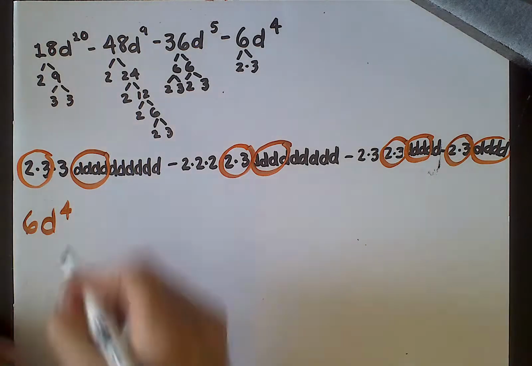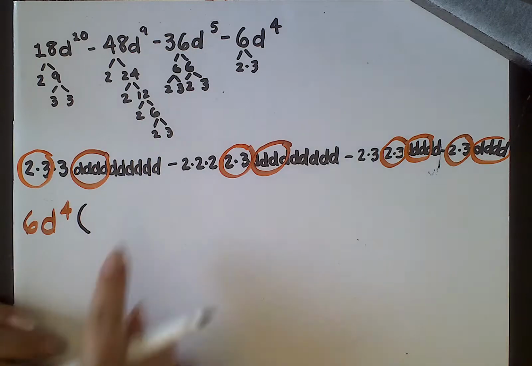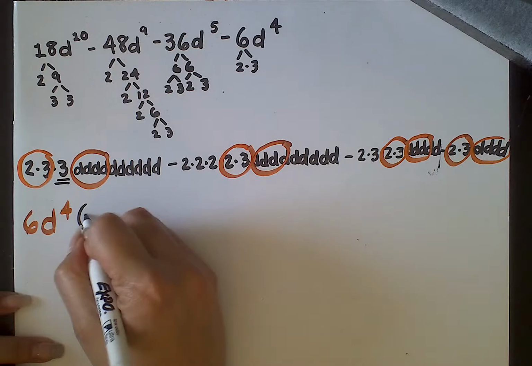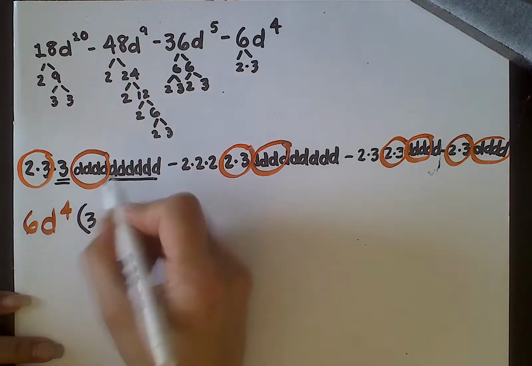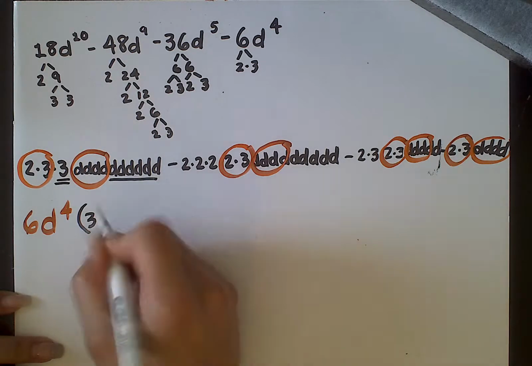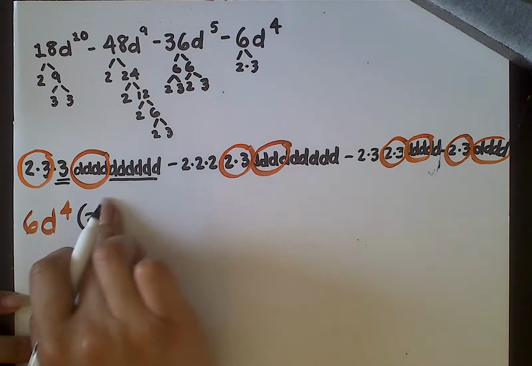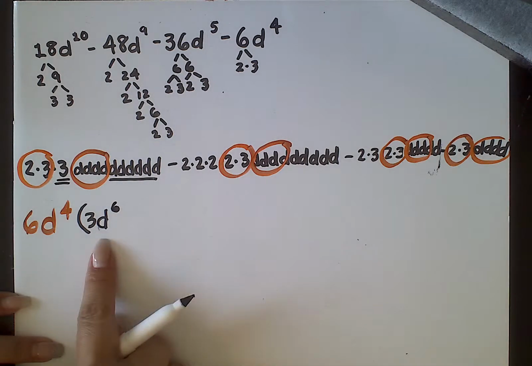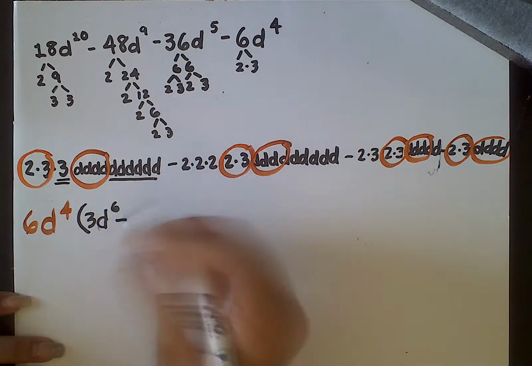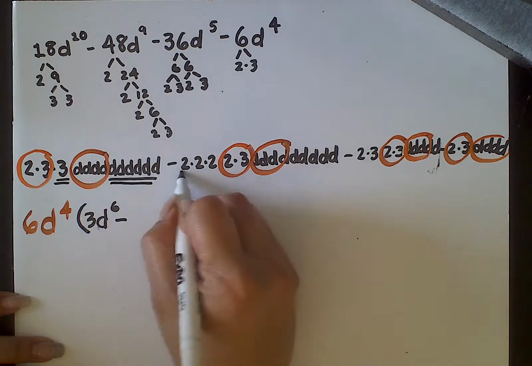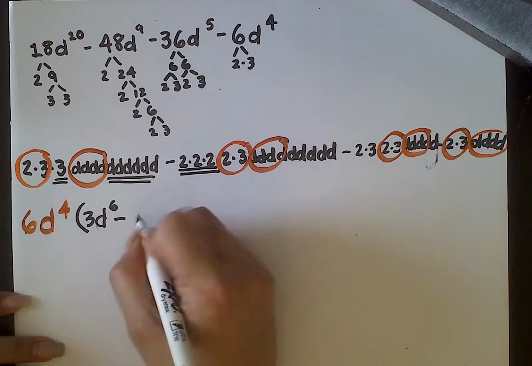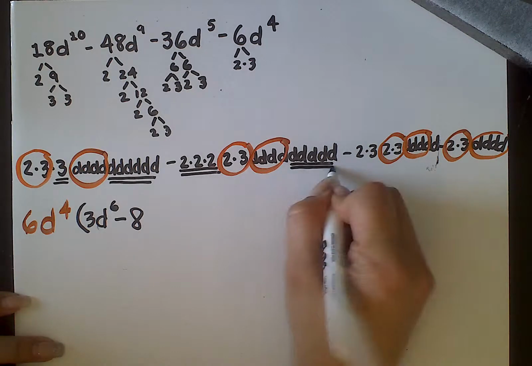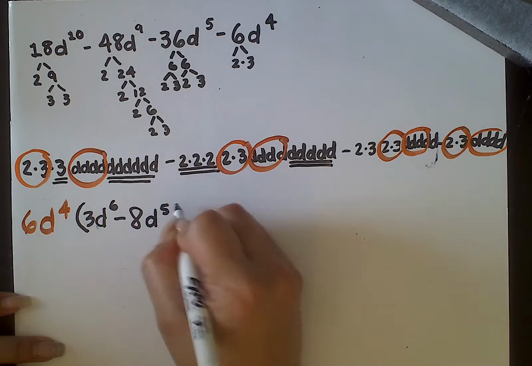Writing the factored form means I need to have whatever's left over inside the parentheses, which in this case, I have a 3. And then here I have 1, 2, 3, 4, 5, 6. So I'm going to write 3d to the power of 6. Then minus 2 times 2 times 2 is 8. And now I have 1, 2, 3, 4, 5 D's here. So d to the 5th power.